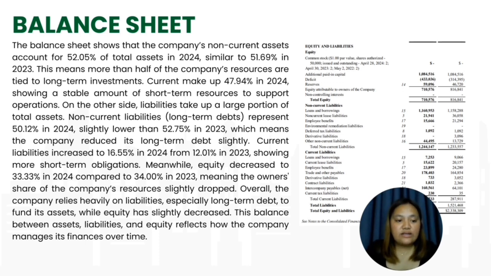Meanwhile, equity decreased to 33.33% in 2024 compared to 34% in 2023, meaning the owner's share in the company's resources slightly dropped. Overall, the company relies heavily on liabilities, especially long-term debt, to fund its assets, while equity has slightly decreased. The balance between assets, liabilities, and equity reflects how the company manages its finances over time.